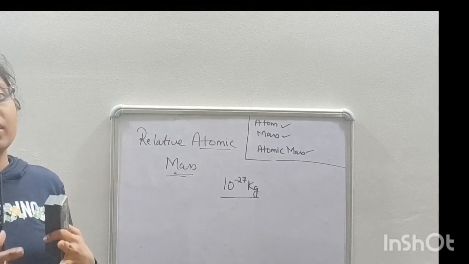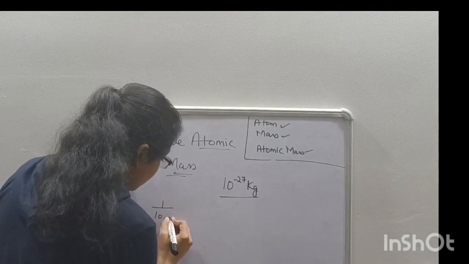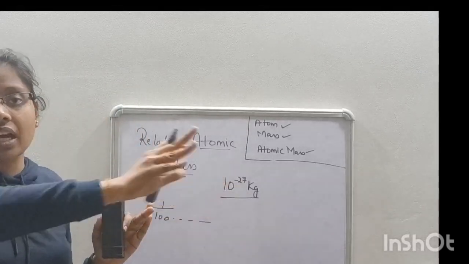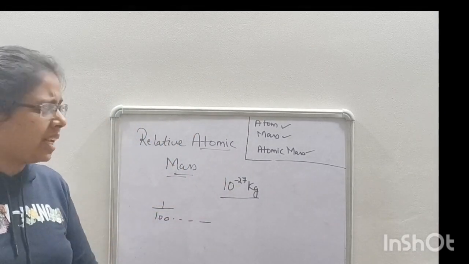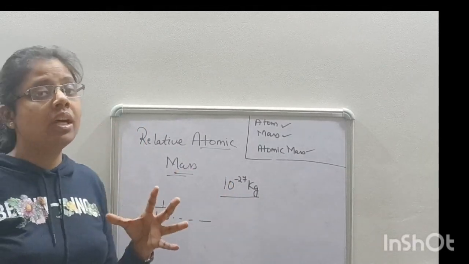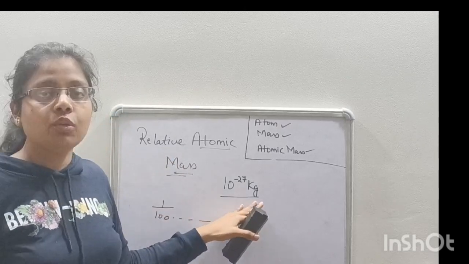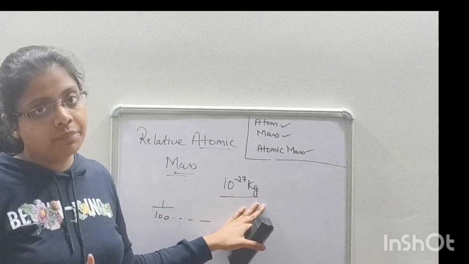10 raised to the power minus 27 kg. If I try to represent this, it will be 27 zeros I have to report. Is there any weighing balance that can measure such a small amount of mass? I don't think so. So that's why it is very difficult to measure the mass of an atom.